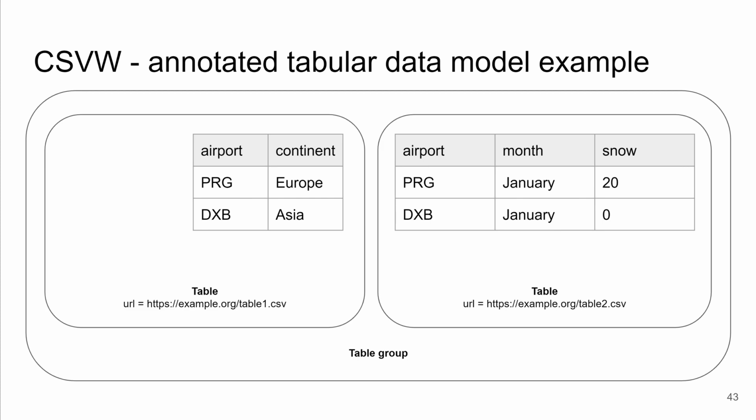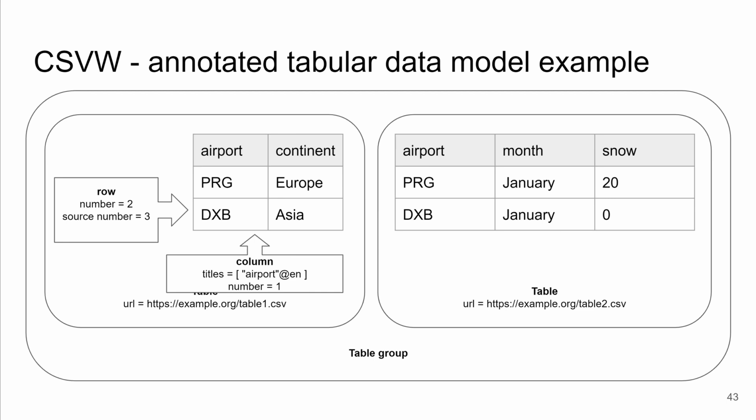Each of those tables is a table and has its URL, which is the URL of the actual CSV file containing the data. Then we have columns, and again columns have titles, and columns also have order. So column number 1 here is called airport in English, and rows also have numbers, but there are two kinds of numbering of rows in CSVW: the number when not counting the header, and the source number, which includes the rows containing the header. In CSVW, a header may have multiple rows, so that's why there are those two row numbers.